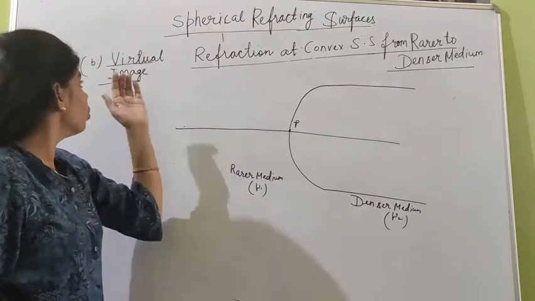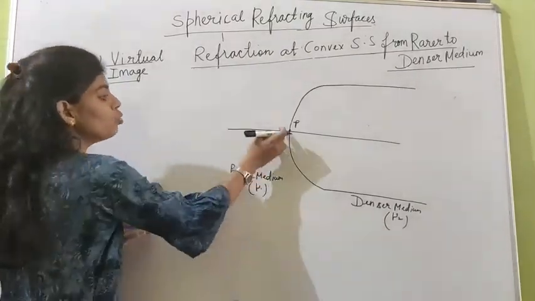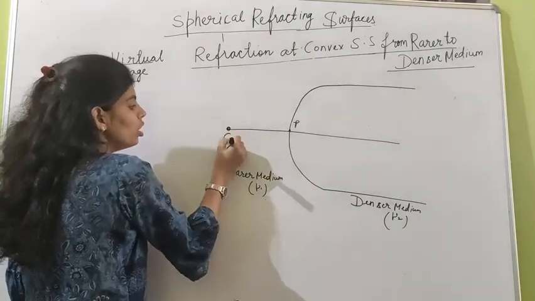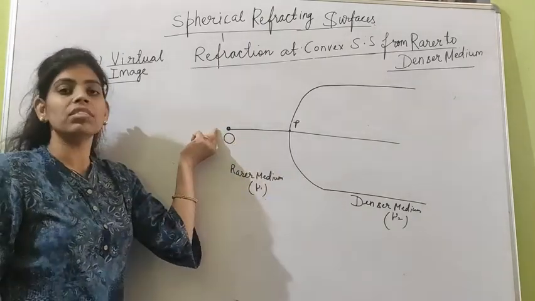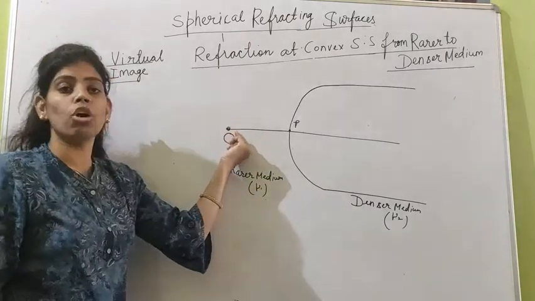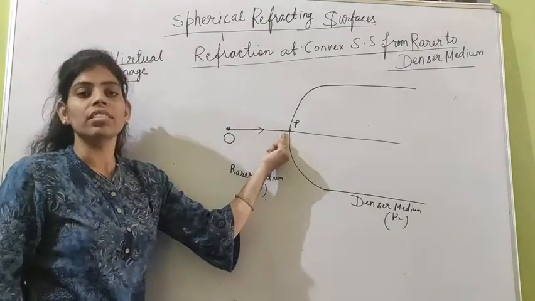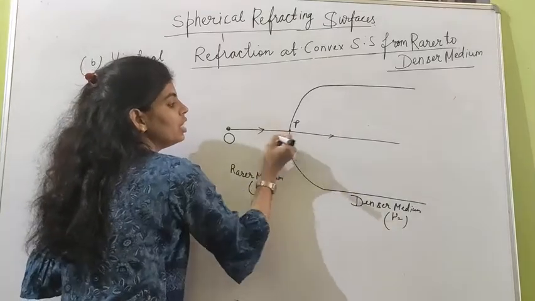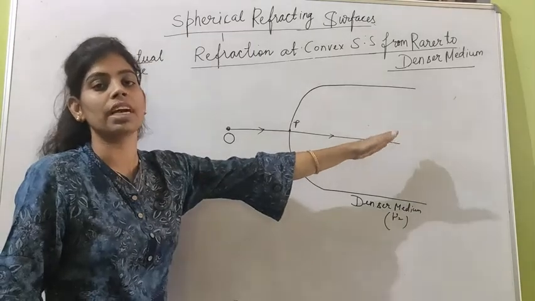Now for the virtual image, we will take the point object very close to the pole. So suppose this is the point O. At point O, on the principal axis, we have placed our point object. From the point object, one ray will go and strike the spherical surface normally, and it will pass undeviated through the spherical surface along the principal axis.